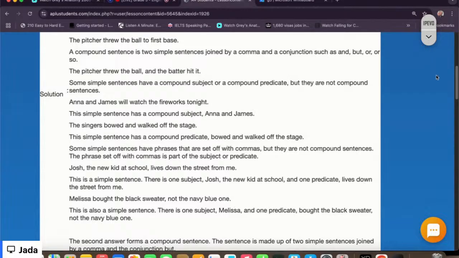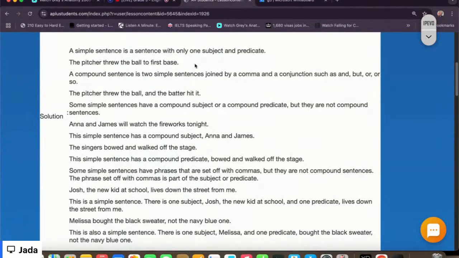All right, so we already know that a simple sentence is with only one subject and predicate, no comma whatsoever, just like the pitcher threw the ball to first base. And then the compound sentence is still a simple sentence joined by a comma and a conjunction, such as and, but, or, or so. Some simple sentences have a compound subject or compound predicate, but they are not compound sentences.